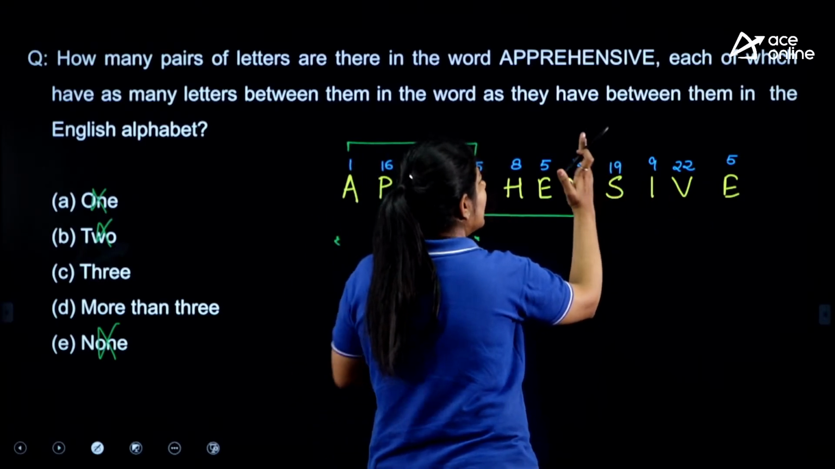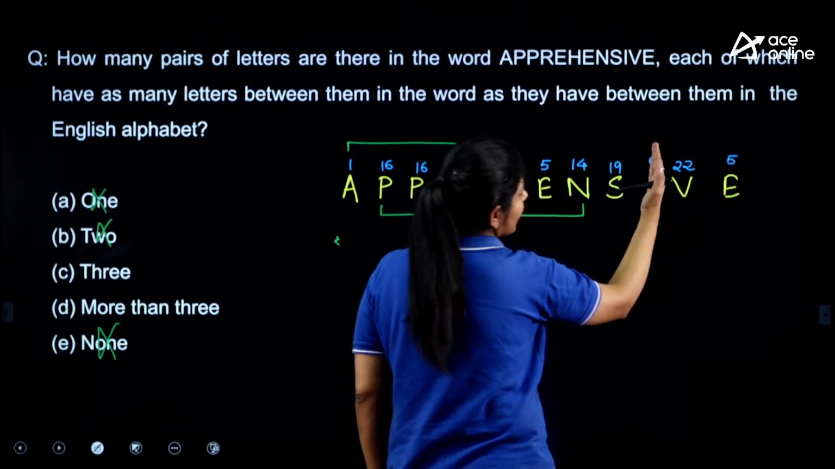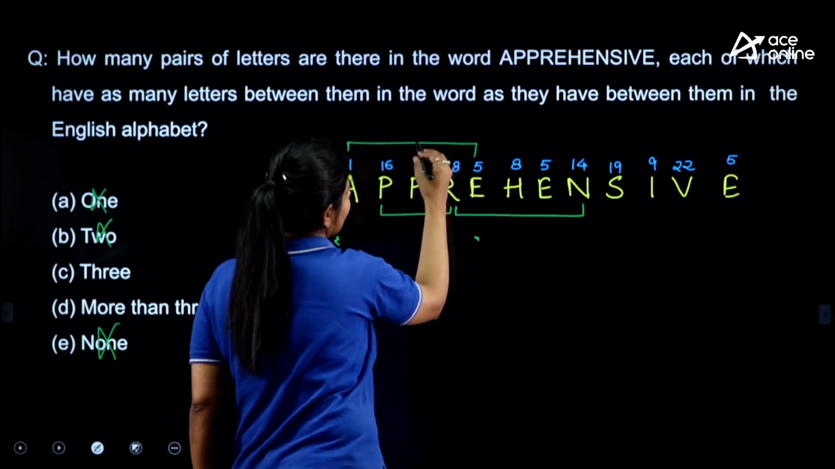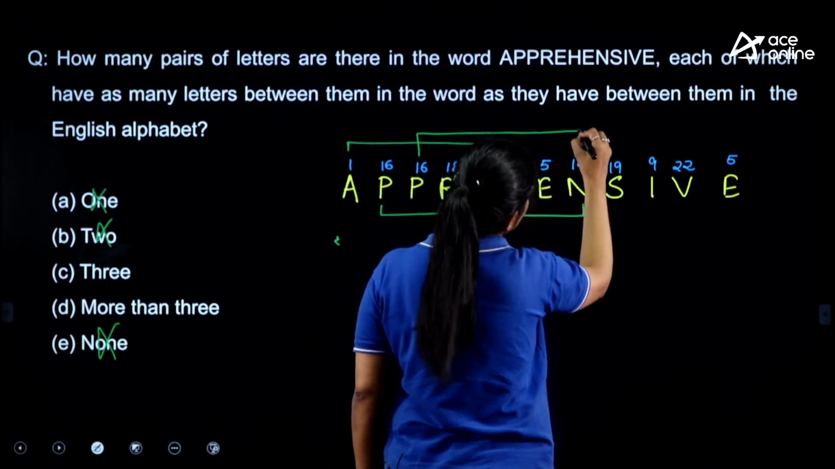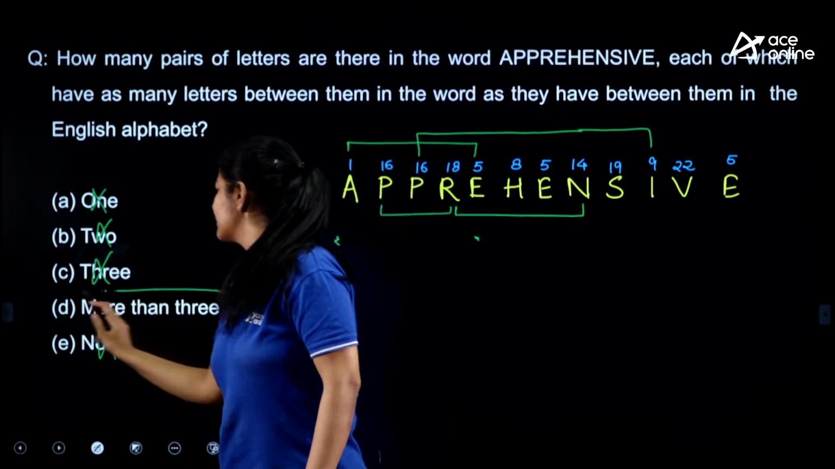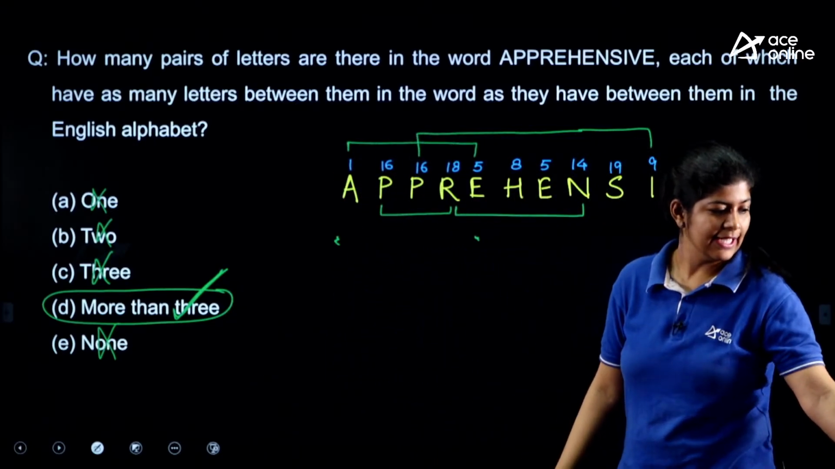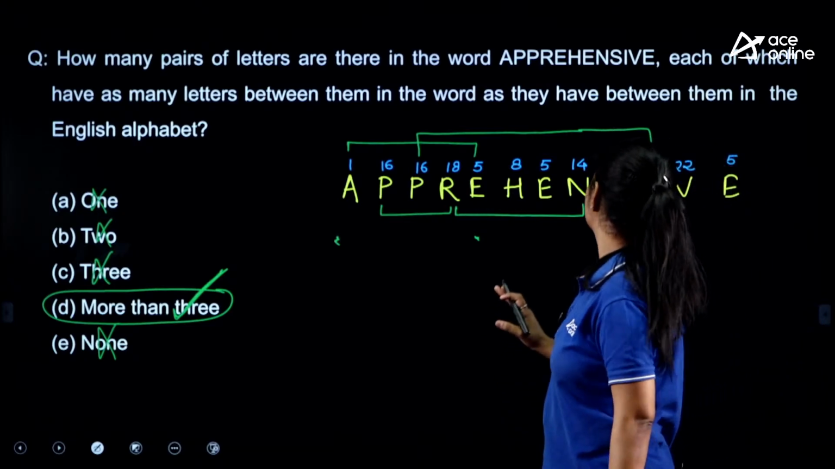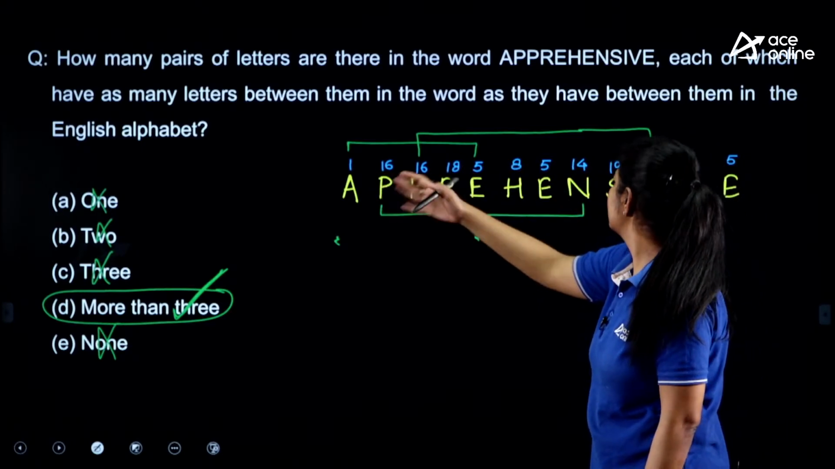Next, 19, 20, 21, 22, no. 20, 21, 22, no. Next, 9, 10, 11, 12, 13, 14, 15, 16. Yes, we got one more pair with 9, right? With 9. That means this option is also eliminated and we got our answer as option number D. I guess Ragla, you missed one of the pairs over here. Here we have more than 3, right? 9 and 16, there is no point.